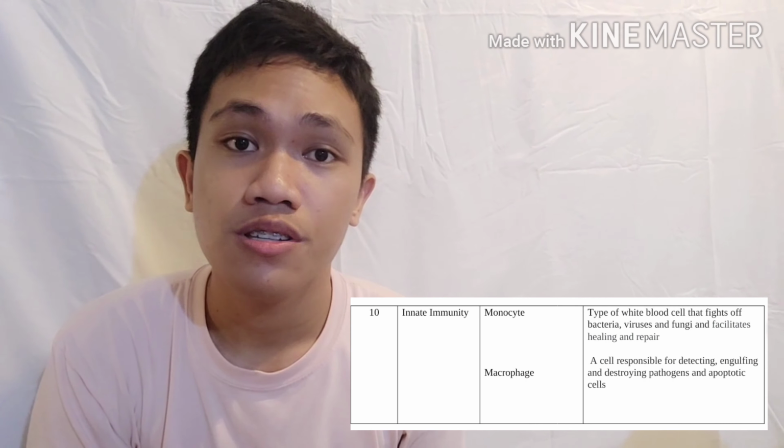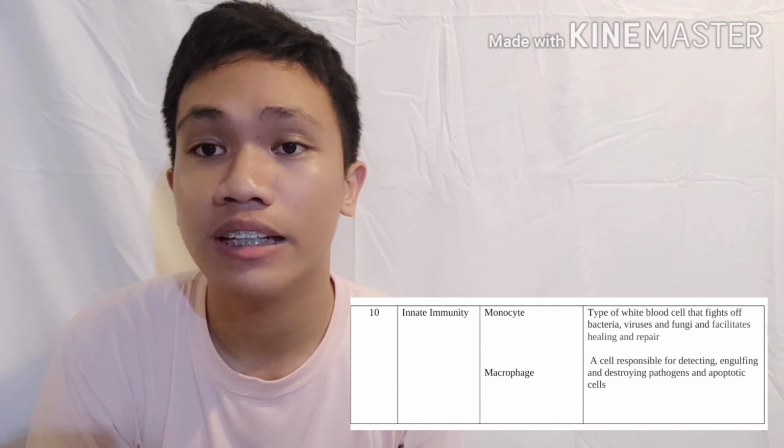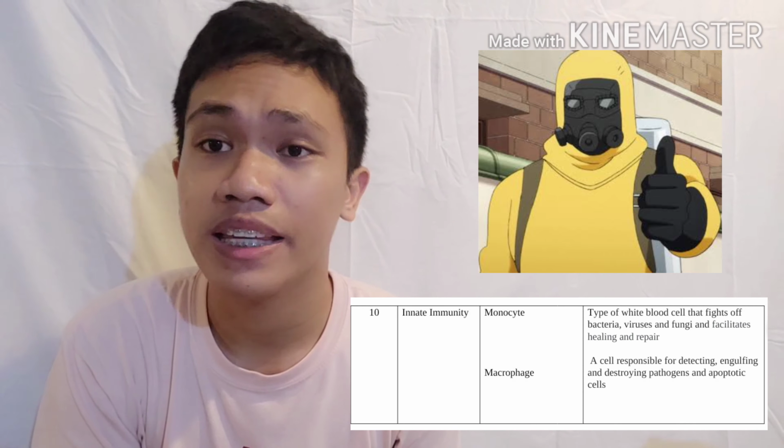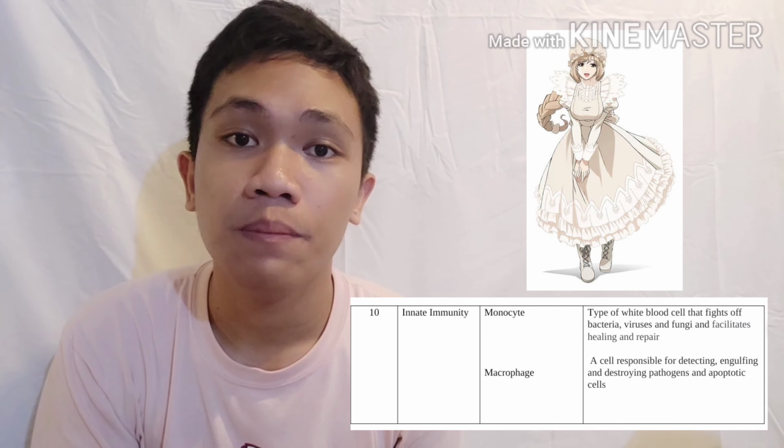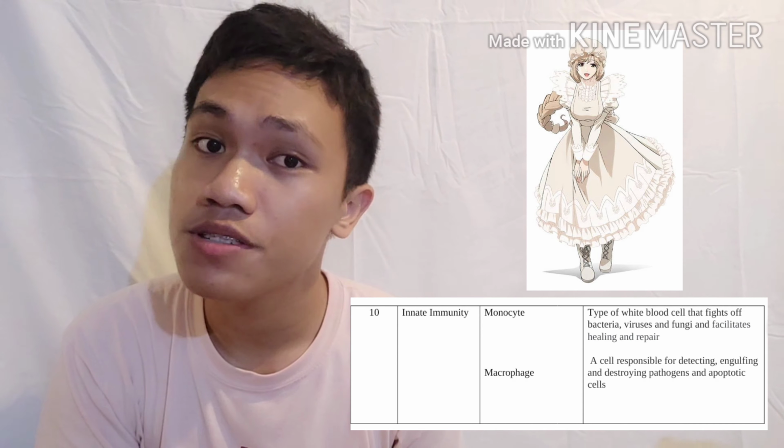Also, to mention, in the third episode, it took a while for the immune system to defeat the virus called influenza, because it proliferated, multiplying and infecting more normal cells to bolster its ranks. It also took a while for the effector T cells, who battle the influenza afterwards, to proliferate. In the 10th episode of the series, the functions of the monocyte and macrophage are clearly depicted. Monocyte fights off bacteria, viruses, and fungi, and it also facilitates healing and repair, while macrophage detects, engulfs, and destroys pathogens and apoptotic cells.